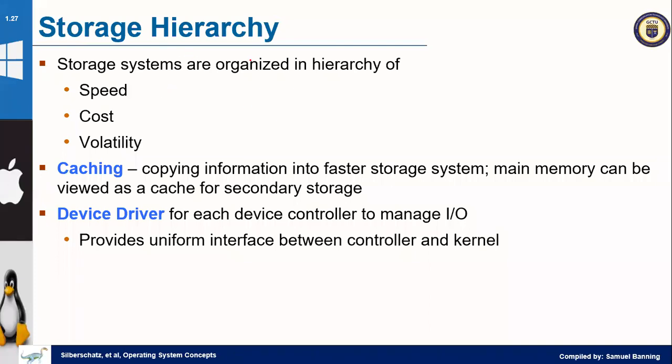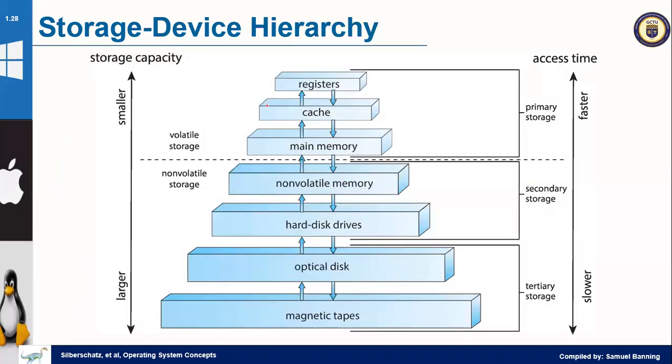Now, these storage devices can be categorized based on their speed, the cost and their volatility. These storage devices are categorized in a hierarchy of speed, cost, and volatility. Let's look at this diagram here. These are the storage devices. I've told you about the registers. We have the cache, we have the main memory, we have the non-volatile memory, we have hard disks, we have optical disks, and we have magnetic tapes.